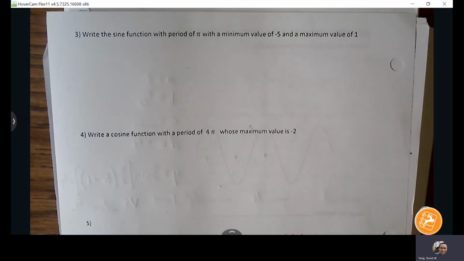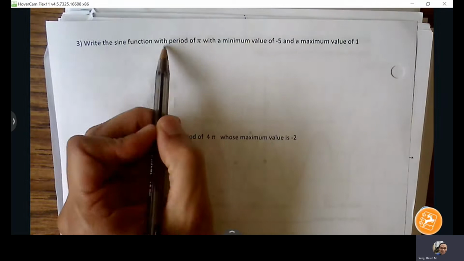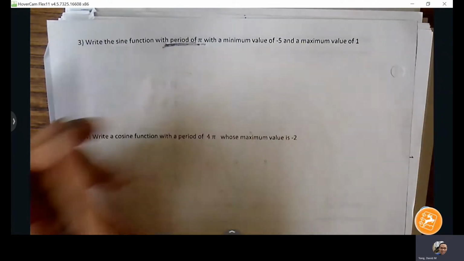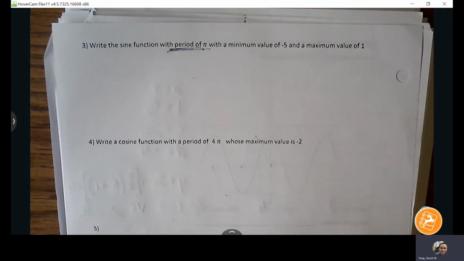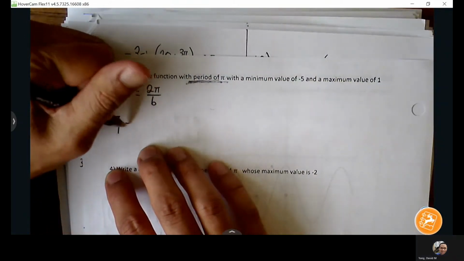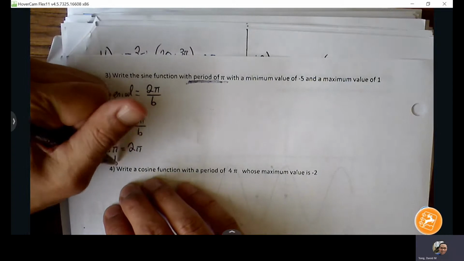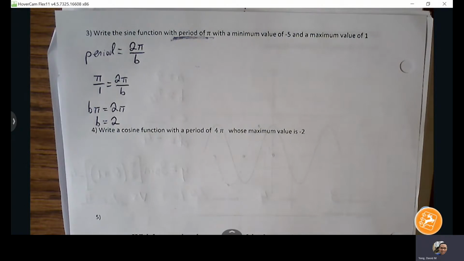Okay, number 3 says write the sine function with period of pi with a minimum value of -5 and a maximum value of 1. Okay, let's start with the easier thing first. Let's start with that period value and work our way to our b value. Okay, we'll get our b value, and then we can figure out how that minimum value of -5 and maximum of 1 can help us with the rest of forming our equation. Cross multiply, divide both sides by pi, b is equal to 2.